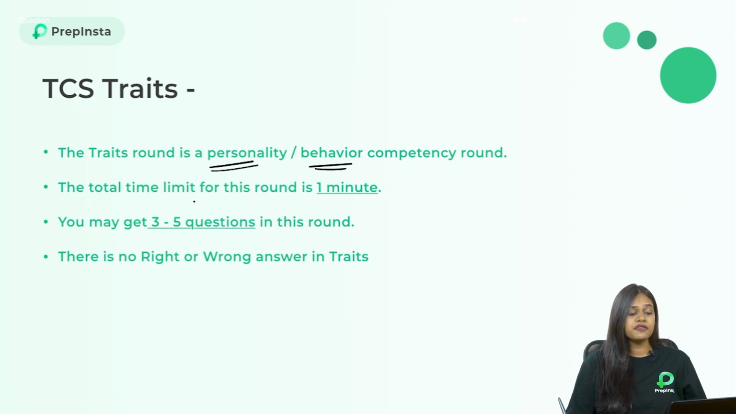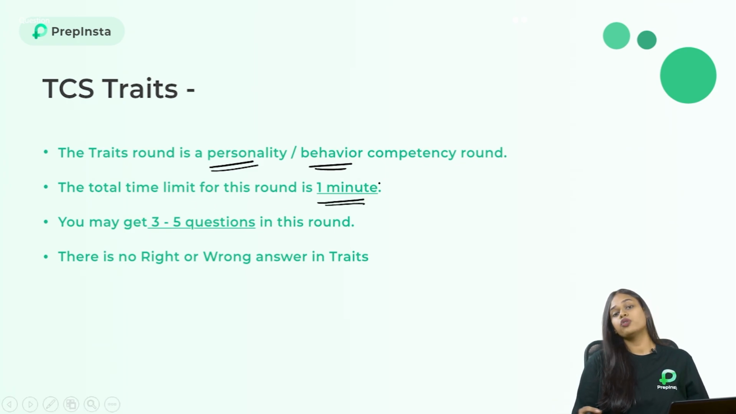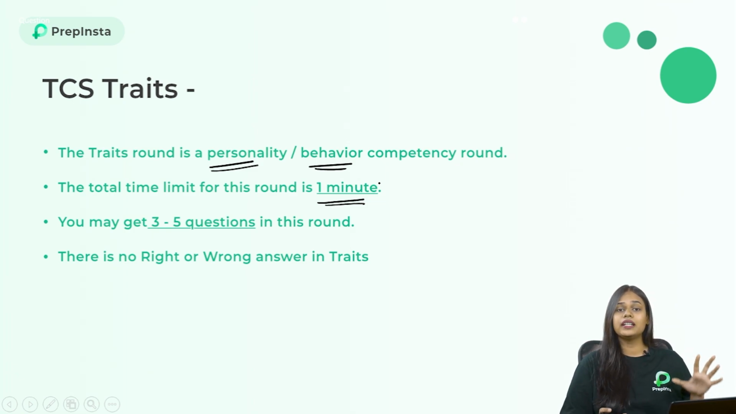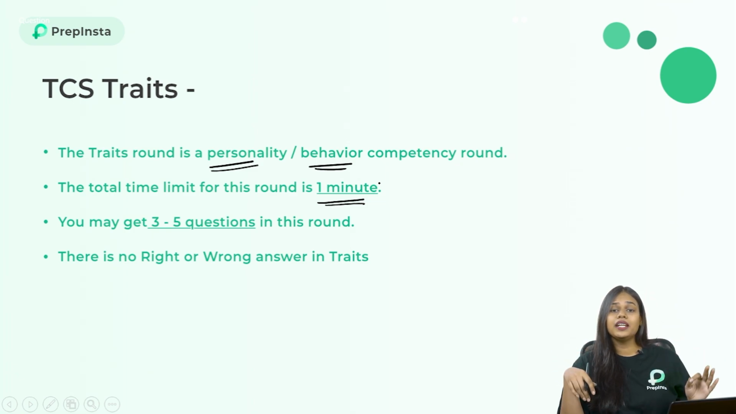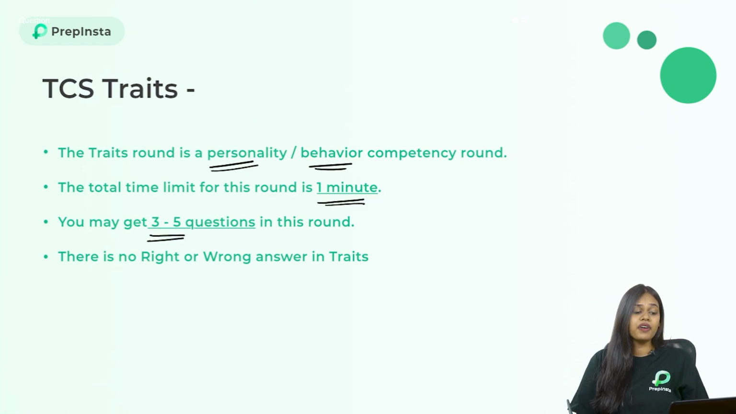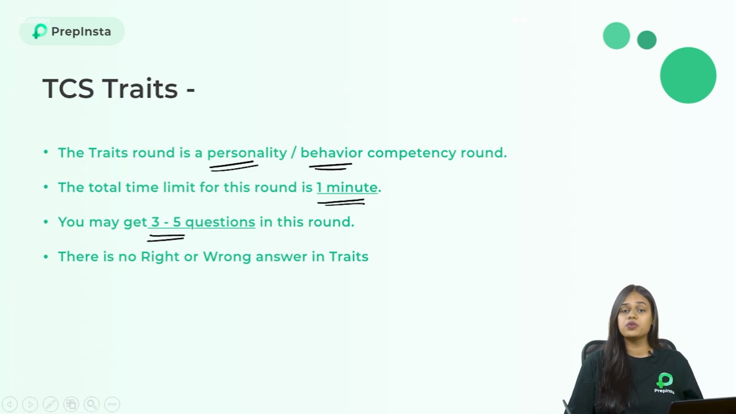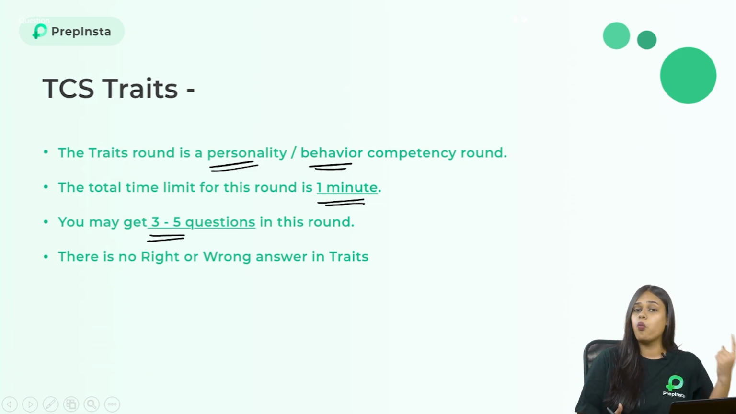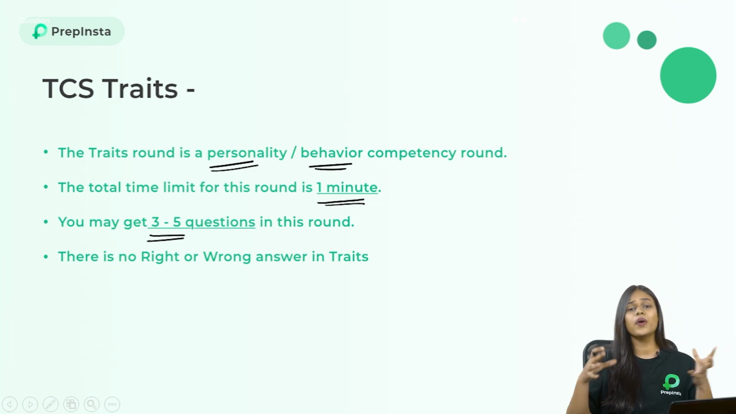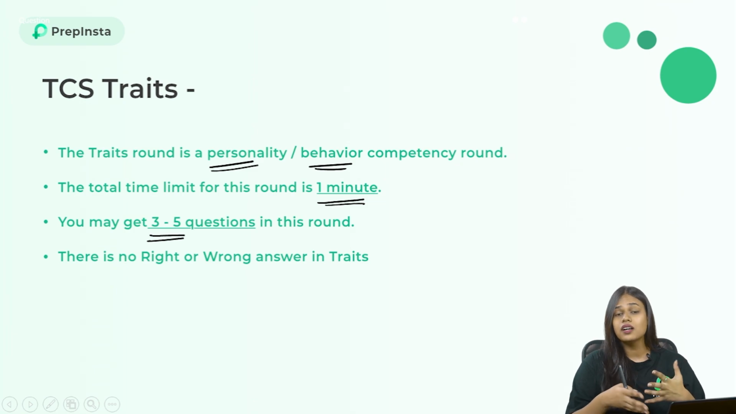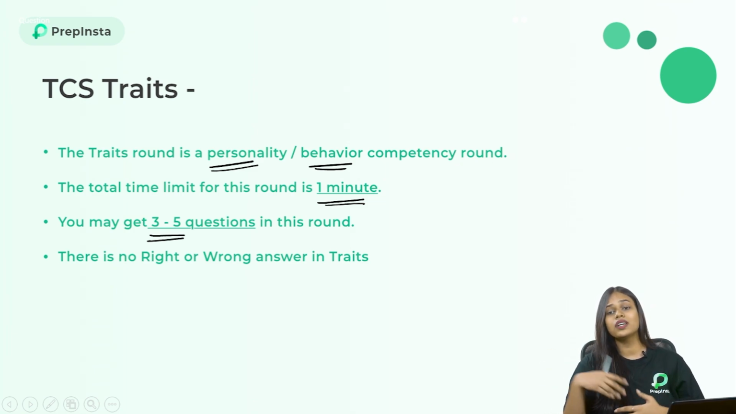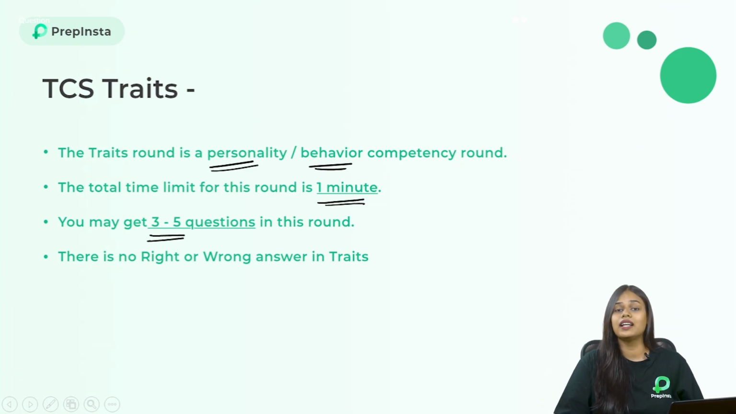The total time limit for this round is 1 minute. Out of the entire selection process, the time dedicated to the traits section is only 1 minute, and you may get 3 to 5 questions in this round. So obviously there is only 1 minute. You have to answer a couple of questions, and these are very easy questions to answer according to your personality. You don't have to do any kind of calculations. So you are going to get 3 to 5 questions, and it's easy.